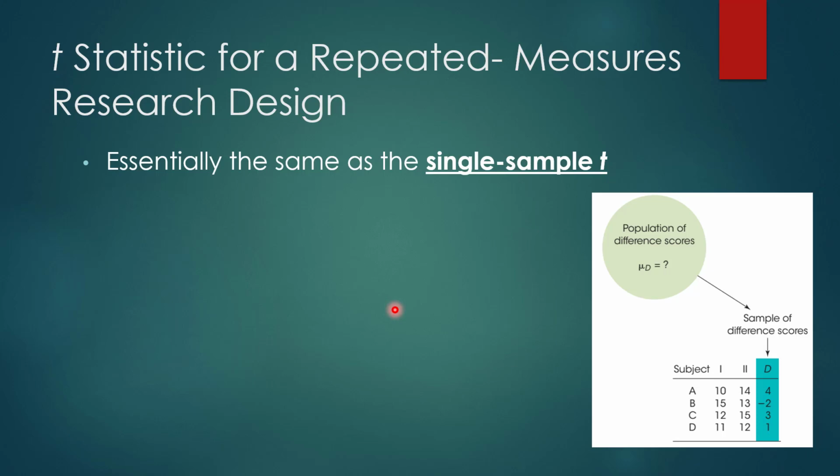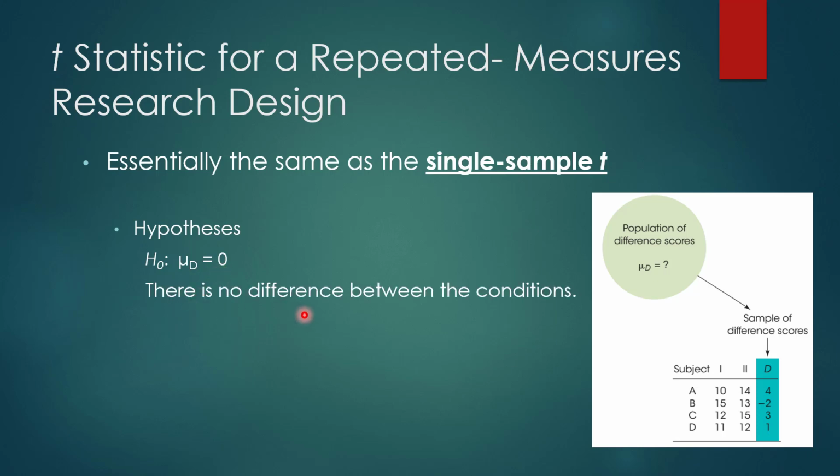So our hypotheses will look similar as well. Our null hypothesis is going to be that the mean difference for the population is equal to 0, so that there is no mean difference. There is no difference between the conditions. Our alternative hypothesis would be saying that there is a difference, and of course this is a two-tailed or non-directional test. There is a difference between the two conditions.